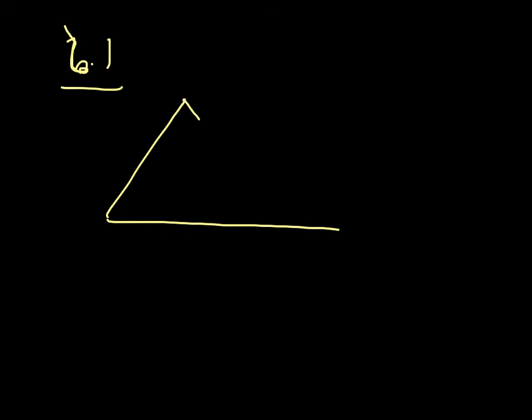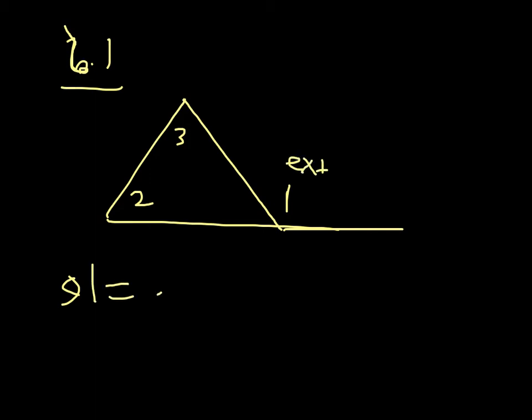And then 6.1 was the triangle inequality theorem. So if you have an exterior angle in the triangle, call that angle 1. If you remember, this is a review of the old theorem, the exterior angle theorem. The exterior angle in a triangle, the angle outside, is equal to the sum of the two remote interior angles.